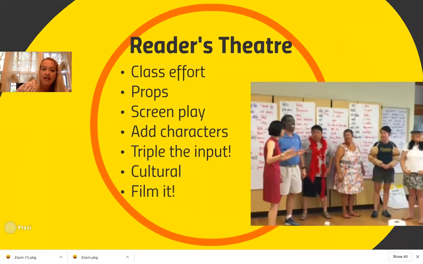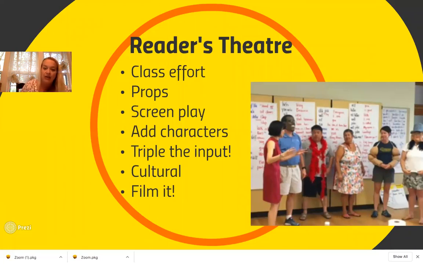I love it. There are scenes in all the books that are perfect for reader's theater. It's a class effort. If you don't have enough characters, you can always add more, like a bus driver or a cafeteria lady, and you can add dialogue. I always write the scripts myself. I pre-write them. The students never split into groups and write their own scripts. That's just way too much output for them. So I control it that way, where I give them a script.